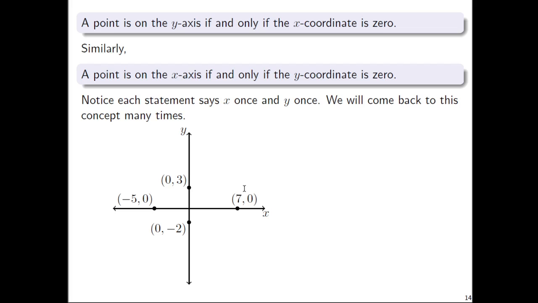So here are some examples of points that have been properly labeled. Notice that the 2 points on the y-axis have x coordinate 0, while the 2 points that are on the x-axis have y coordinate 0. There is a point that has both x and y coordinates 0, so it should be on both the y-axis and the x-axis. Right where the x and y-axis meet, that's 0, comma 0, and that point is called the origin.